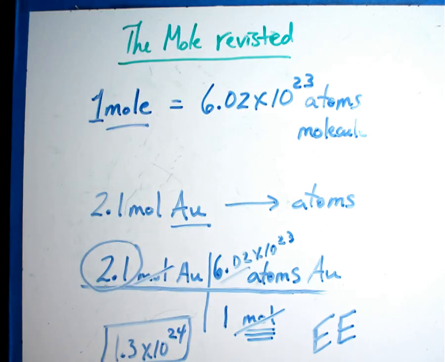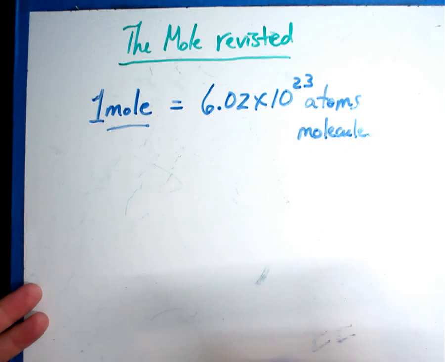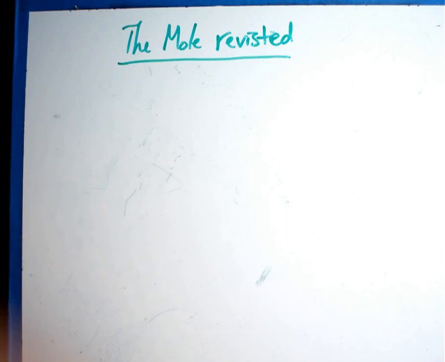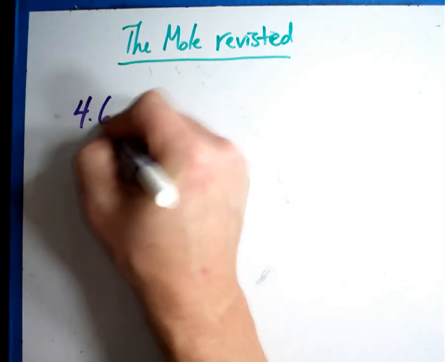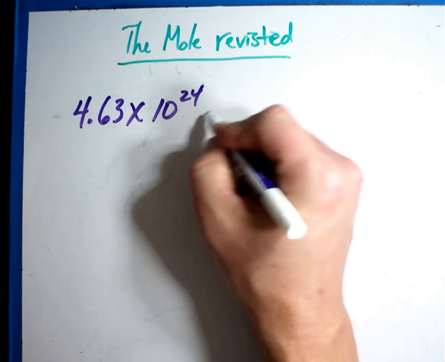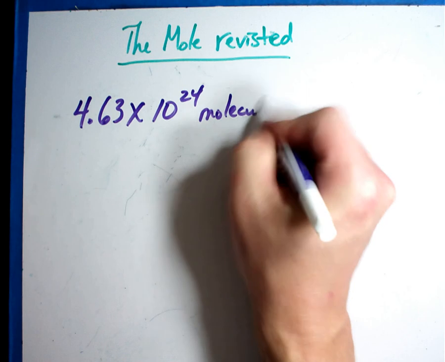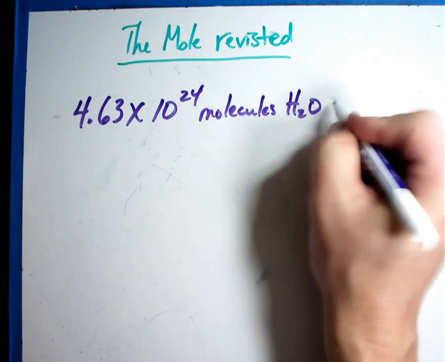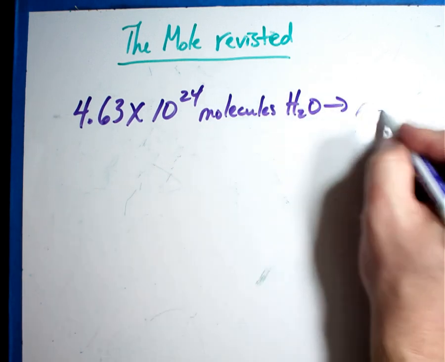All right, let's try another one real quick. Erase this. Now that you have that, I don't have to put that in there again. Let's try another one real quick. Let's say that we have 4.63 times 10 to the 24th molecules of water. And we need to know how many moles that is.